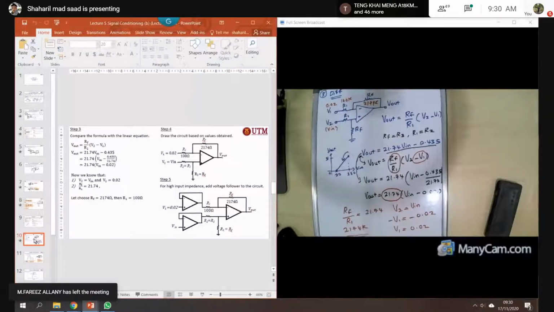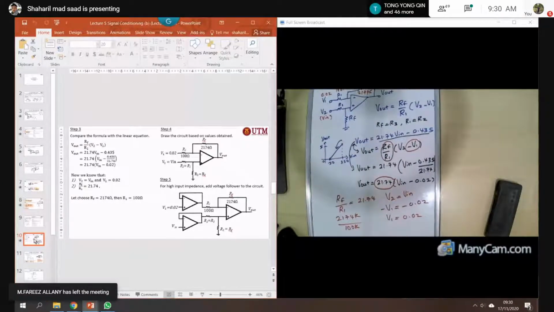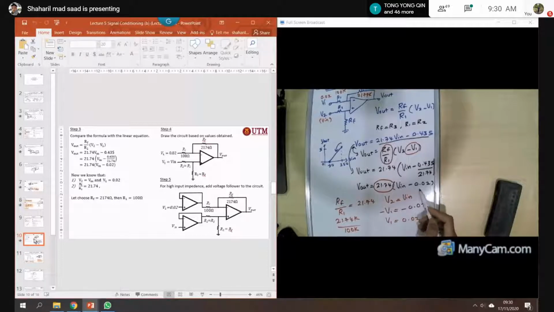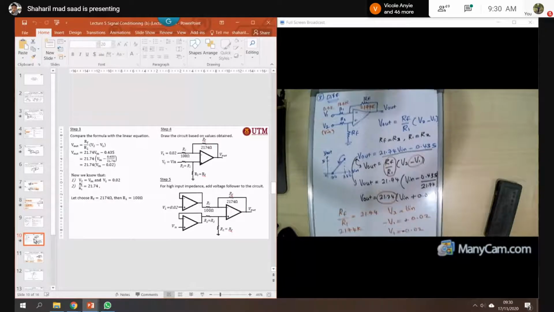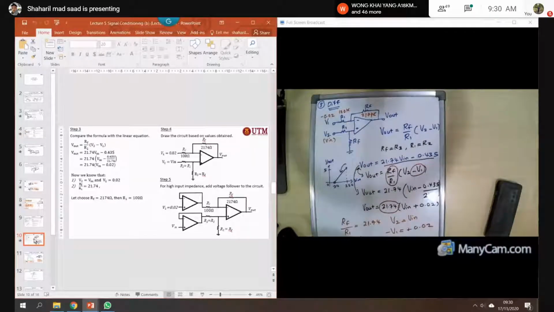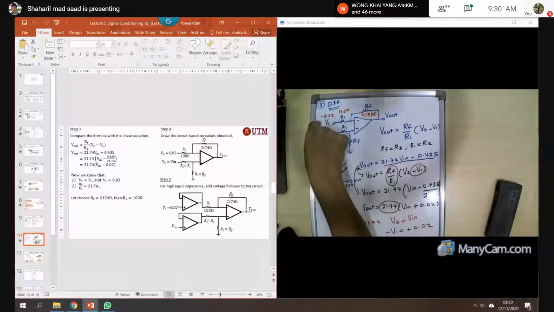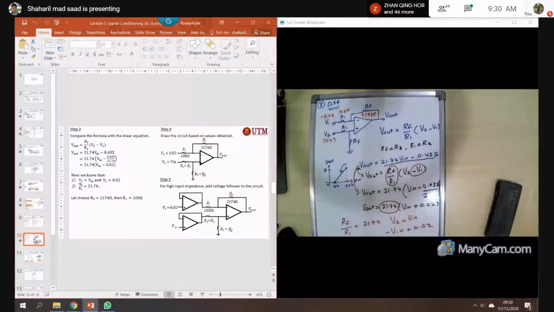Sometimes you get the value negative. For example, let's say I change this one and put plus 0.02 here. What happens is this one will be plus and this one will be minus, then you get a negative voltage at the input. That doesn't matter, because you can have negative voltage going to this point.